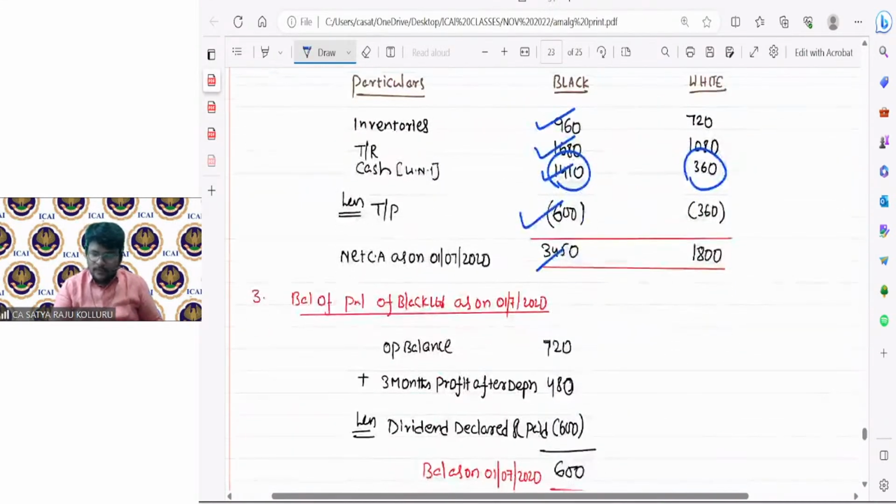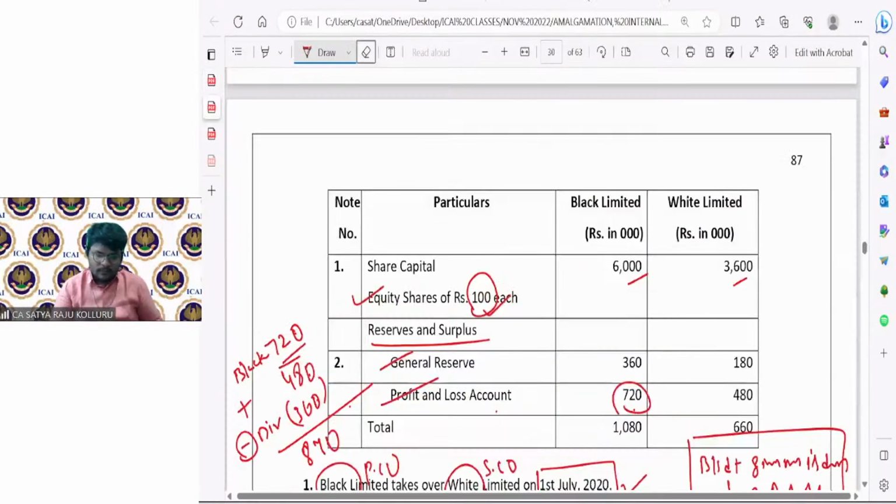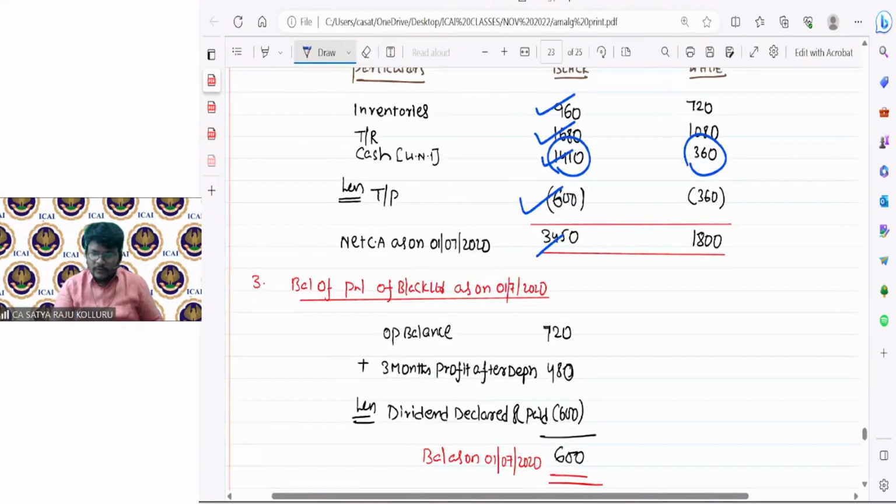So you can check here. Dividend is 600. Sorry, I wrongly worked for White. So sorry, 600. So how much is it? Please change the calculation. 720 plus 480 minus 600, which is equal to 600. So please cross verify here. Opening balance 720, 3 months profit after depreciation 480, minus dividend declared and paid 600. So this is the P&L account balance of Black Limited after amalgamation.